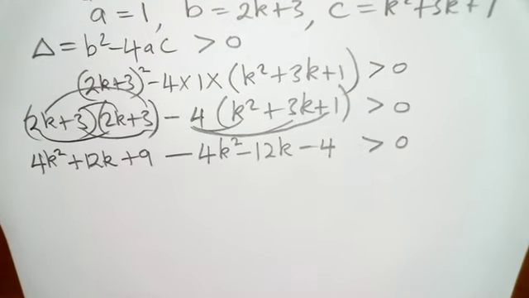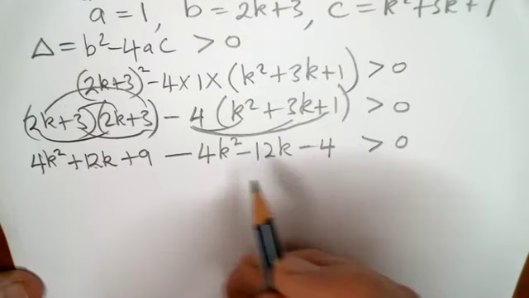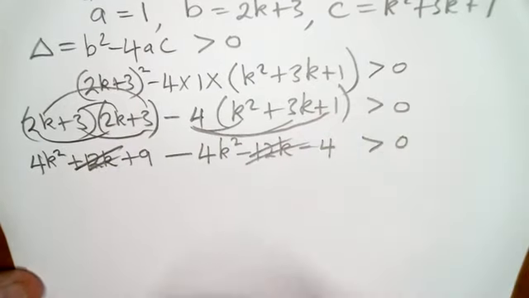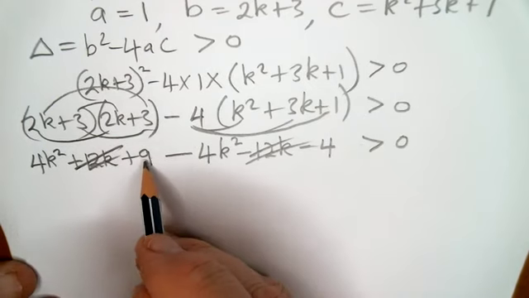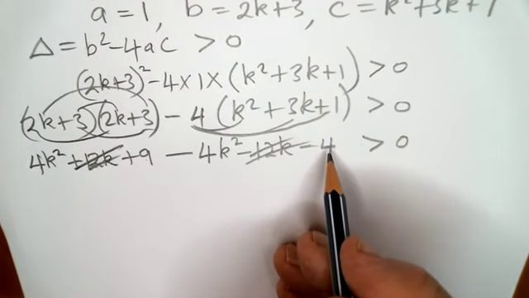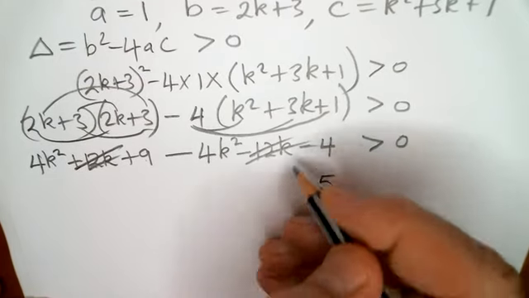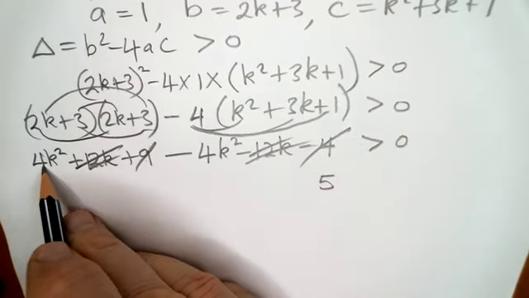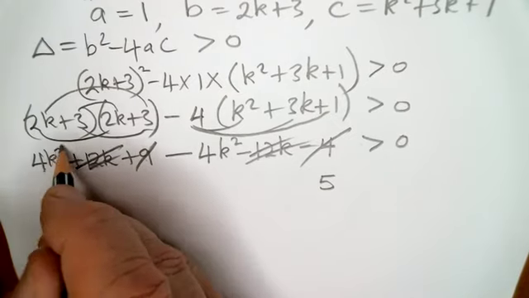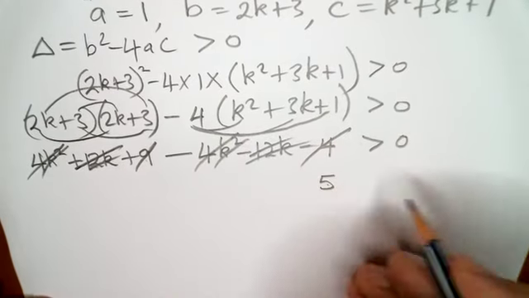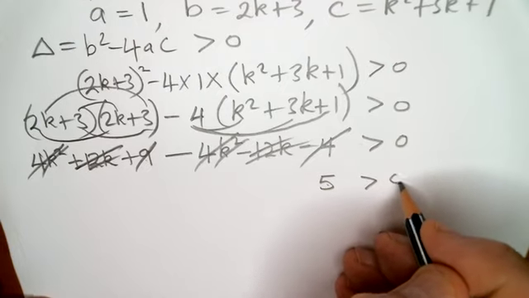All right, now I can collect like terms a little bit here. So I've got a 12k and a negative 12k, and that becomes 0. I've got a 9 and I've got a negative 4. Well, 9 and negative 4 is going to be a 5. I can just pop that down there. And I've got a 4k squared and a negative 4k squared, which is going to be 0. So I've got 5 is greater than 0.